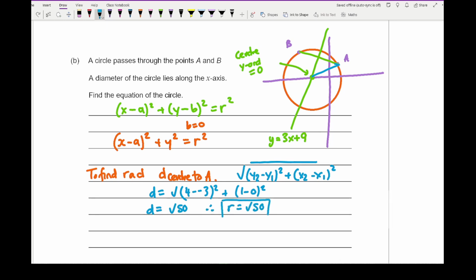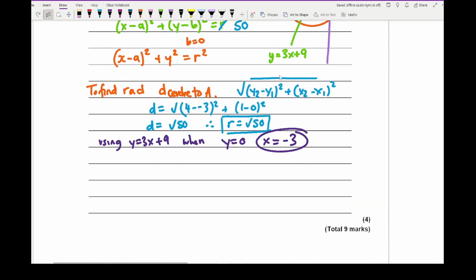So that's one bit we've got there. So we can write this as 50. And then it's just a case of finding out what the A value is. So using y equals 3x plus 9, when y equals 0, x is going to equal minus 3. So that's my y ordinate.